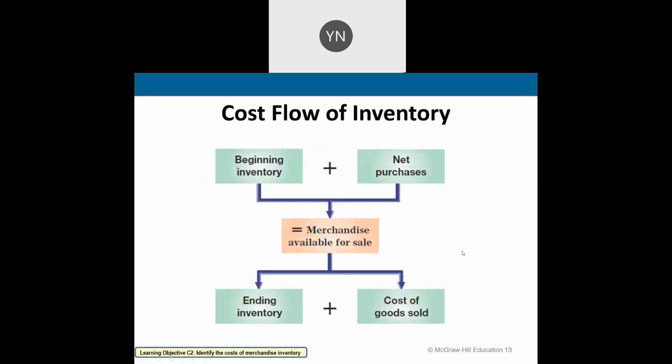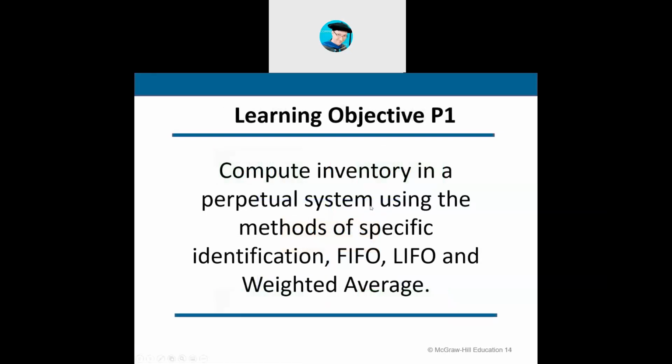Okay, the cost flow of inventory. We start each month with beginning inventory plus purchases that we've made throughout the month equals merchandise available for sale. We sell inventory throughout the month. It gets us to ending inventory plus cost of goods sold. That's the cost flow. Just a nice visual representation. And yes, it's the same thing we talked about in chapter 5, for those of you keeping track.